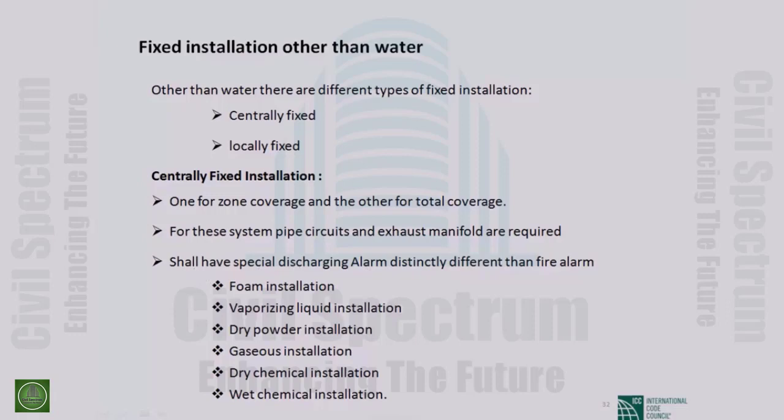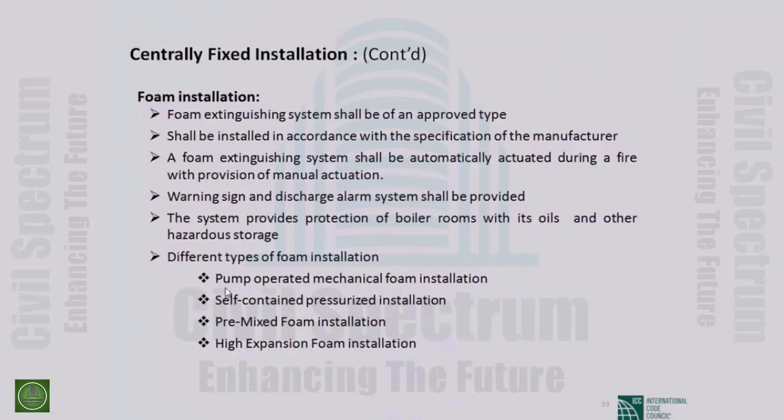So before initiating this system, there must be an alarm system which will give an alarm first, a distinct alarm, so that people understand that the extinguishing system will start and they have to leave the space as fast as possible, then the system will operate. So there is some very special idea for the different systems.